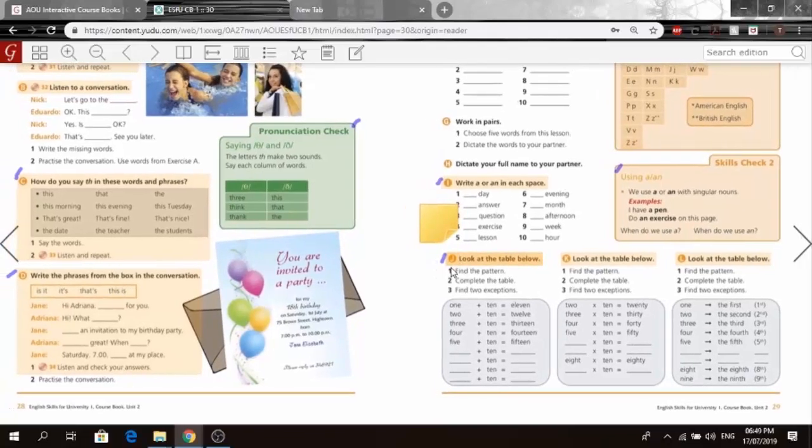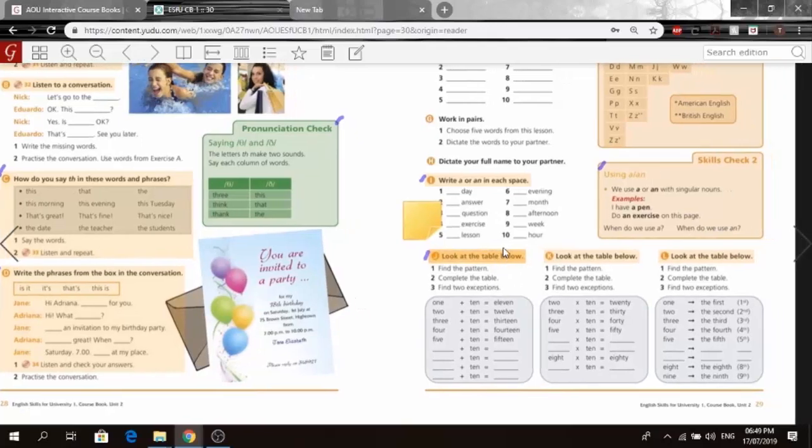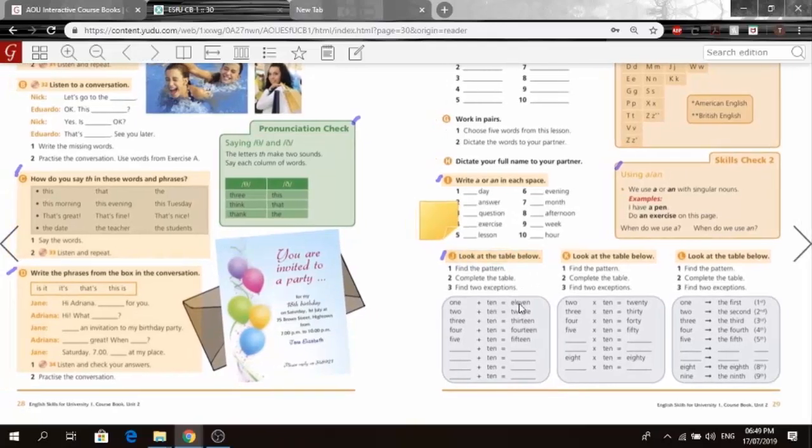Okay, let's move on to exercise J here. Look at the table below. 1, find the pattern. 2, complete the table. And 3, find 2 exceptions. Okay, so 1 plus 10 is 11. Okay, 2 plus 10 is 12. So in the last unit we talked about the numbers from 1 to 10, and in this unit, with the spelling and pronunciation, obviously, we're going to be taking it from 11 to 20, and then we're going to take a quick look at 20, 30, 40, 50, okay?